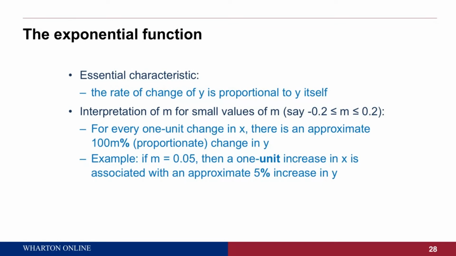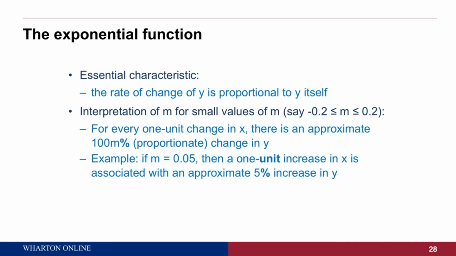Now, the essential characteristic about the exponential function is that the rate of change of y is proportional to y itself. And what that tells you is that there's an interpretation in the background here of m for small values. Again, these are approximations for these interpretations. So let's say m is a small number, for example, between -0.2 and +0.2. Then what's going to come out of the exponential function is the idea that for every 1 unit change in x, there's going to be an approximate 100 times m% proportionate change in y.